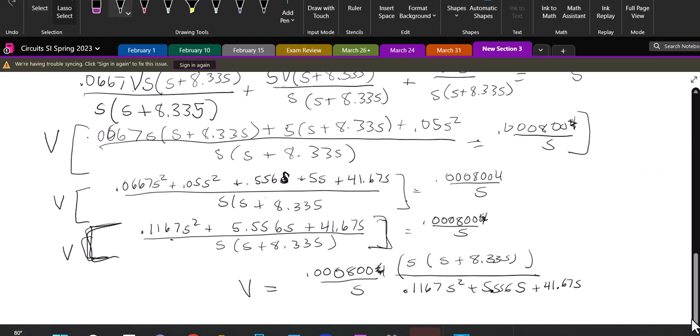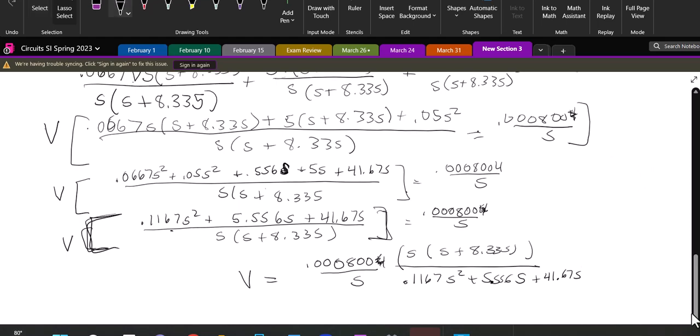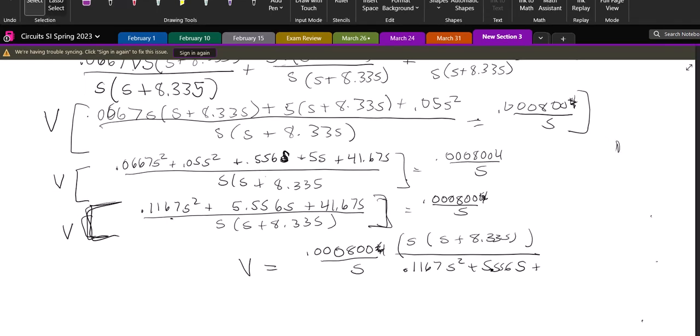And then I would want to factor out. Okay, I'm just kind of miserable because everything keeps messing up. This was plus 41.675. I don't know where that went to. I found another pen. Let's see if that makes any difference.